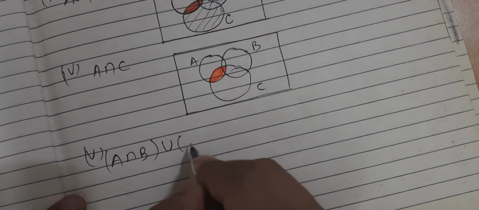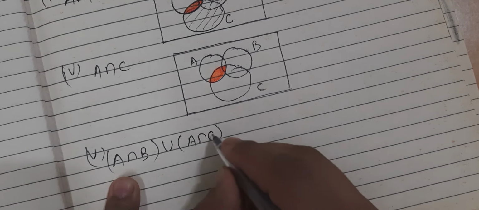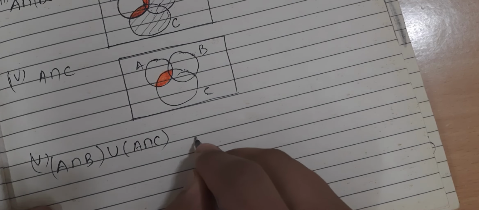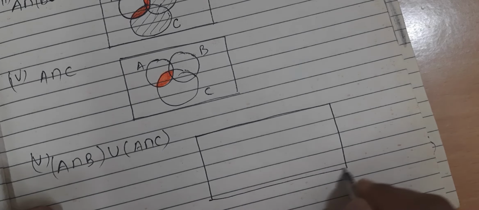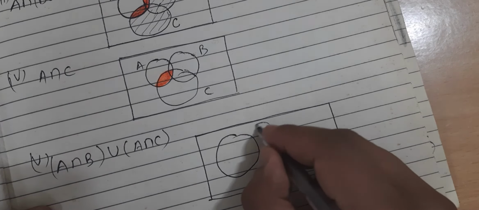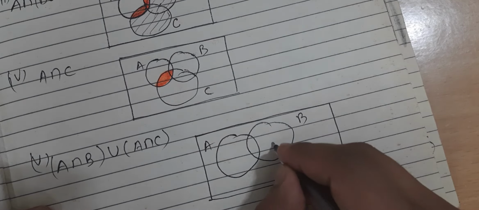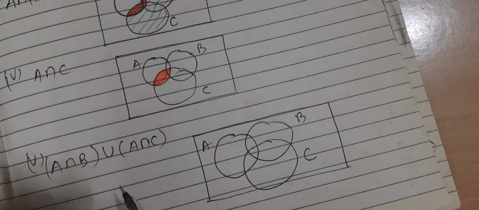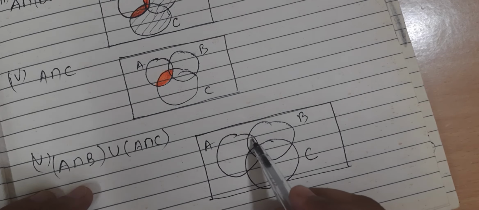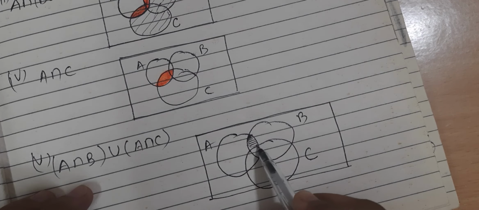And the last one, how to represent A intersection B union A intersection C. It means first we'll find A intersection B and also A intersection C, and then their union. So let us see where is, this is A, this is B and this is set C. Now first we'll find where is A intersection B. A intersection B means this portion.